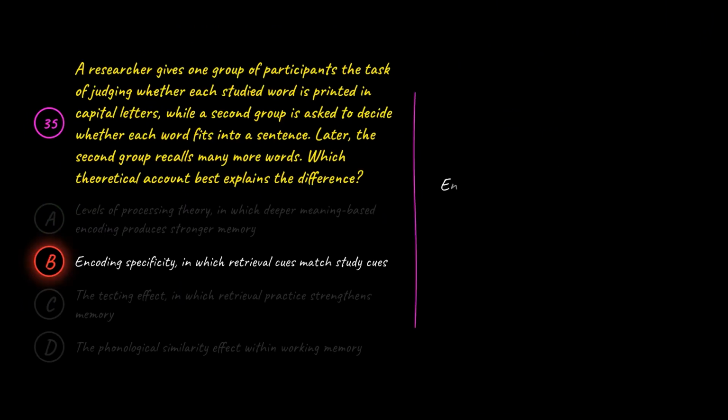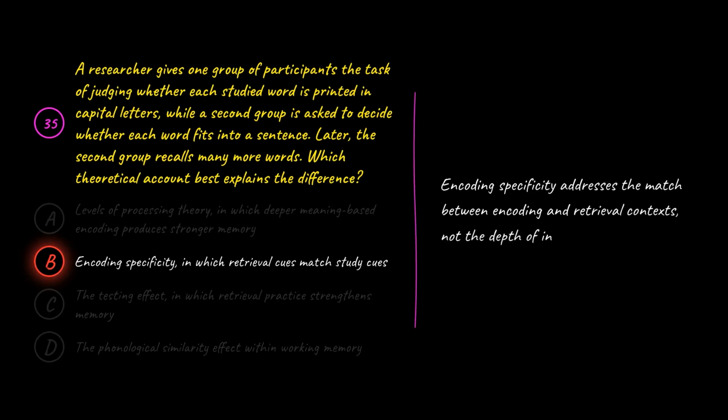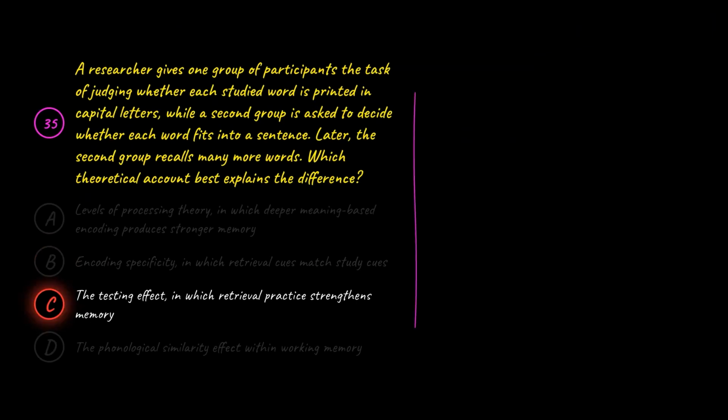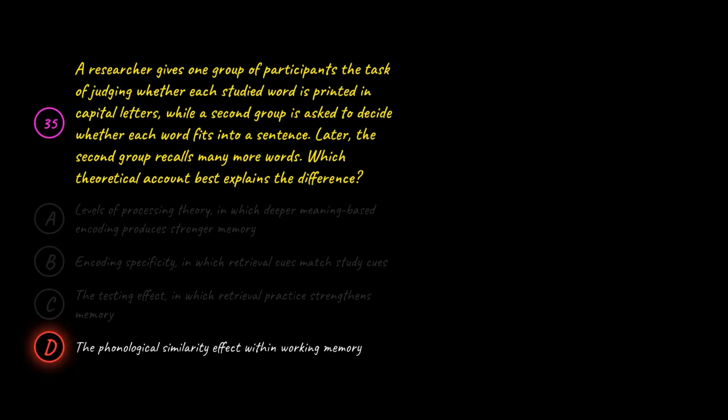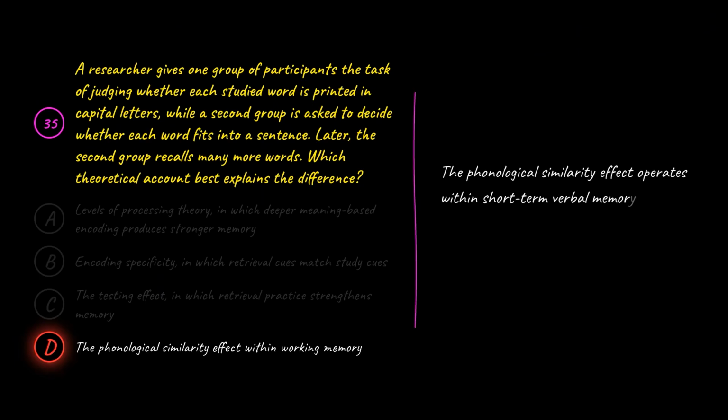B is wrong because encoding specificity addresses the match between encoding and retrieval context, not the depth of initial processing. C is wrong because the testing effect requires participants to retrieve material between study and final test, not the initial task manipulation described. D is wrong because the phonological similarity effect operates within short-term verbal memory, not long-term recall driven by depth of meaning.